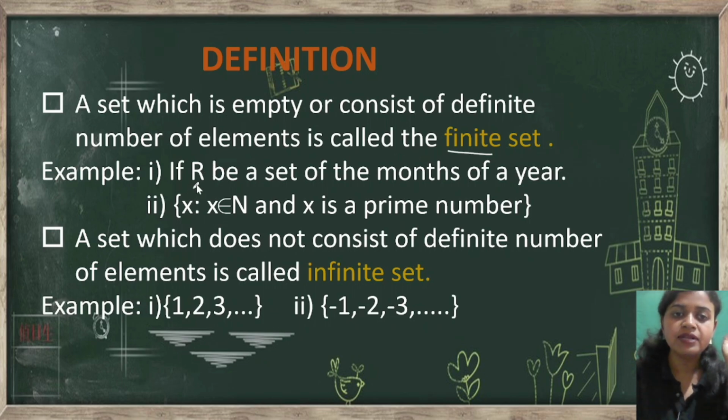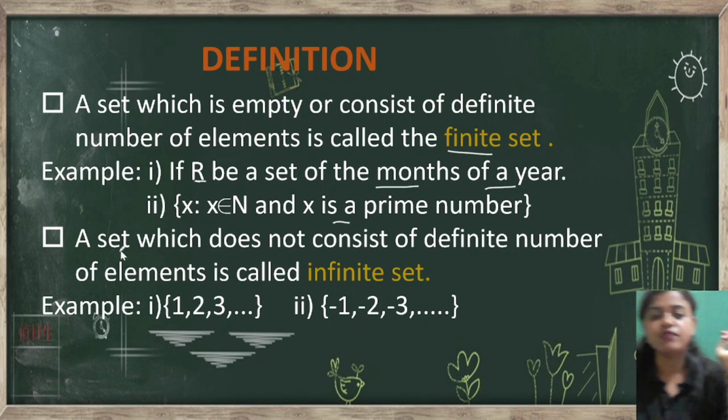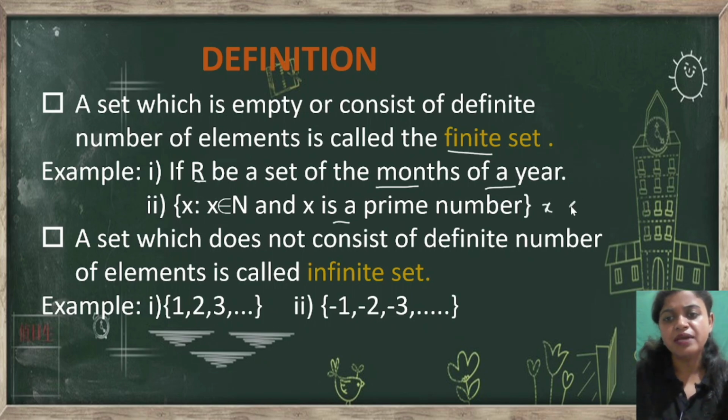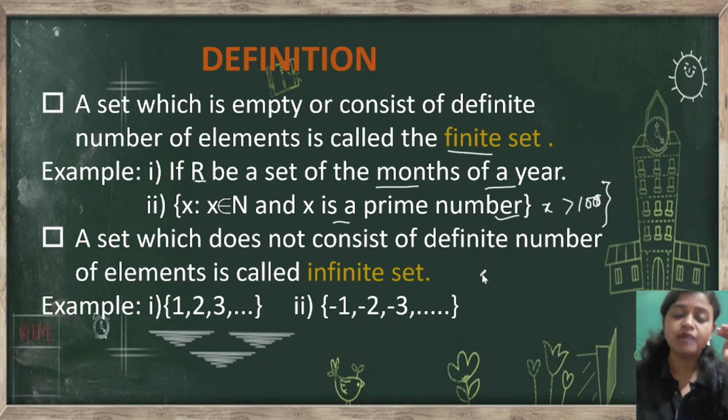For example, if R is the set of the months of a year, you know there are 12 months in a year, that's why R is a finite set. Next, x such that x belongs to natural numbers and x is a prime number. This can be a finite set, but we have to take a condition like x should be less than 100. If we write it like that, it can be a finite set, because natural numbers can also be infinite.